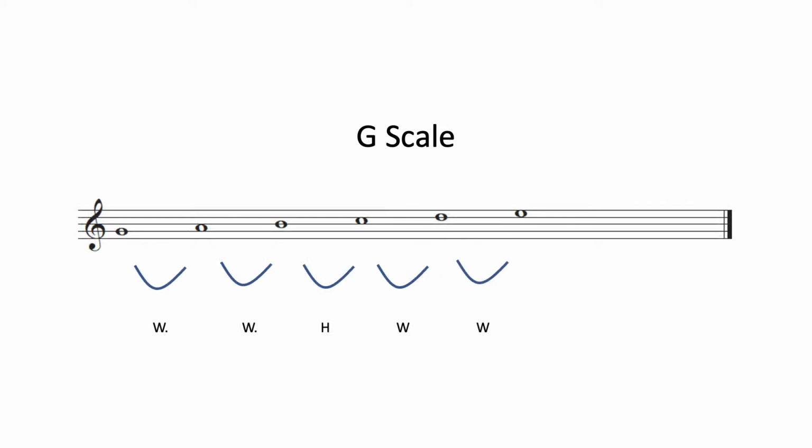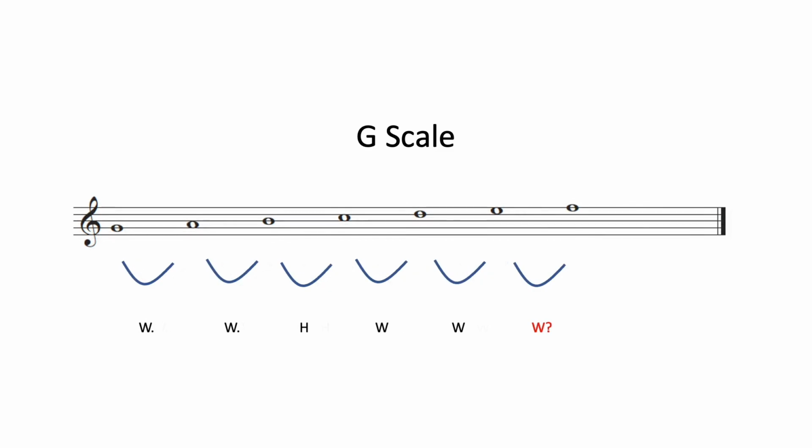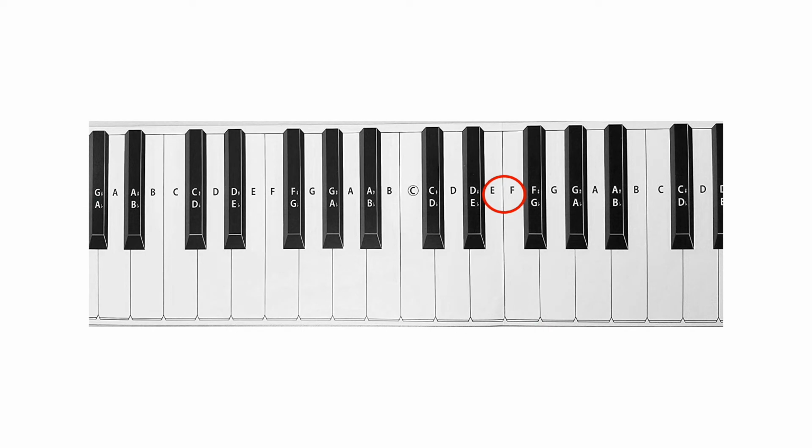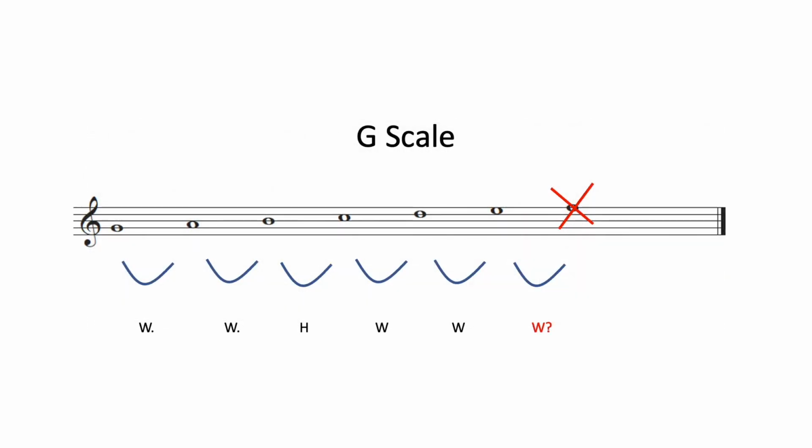E to F, is that a whole step? Wait a second. E to F, we need a whole step. But take a look at E and F. E and F is not a whole step. There's no black note in between them. So we know that E and F is actually a half step. So that's not going to work. We can't have F because it won't fit with the formula. This would not be a G major scale.